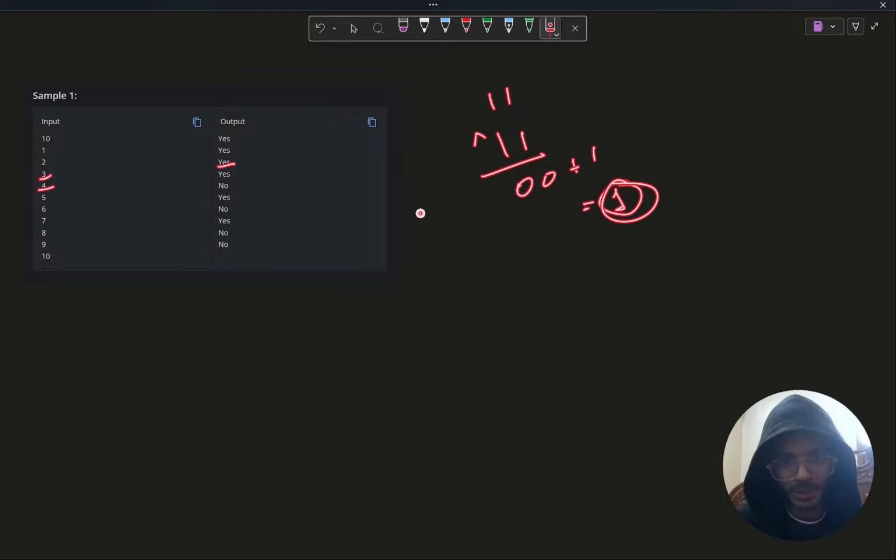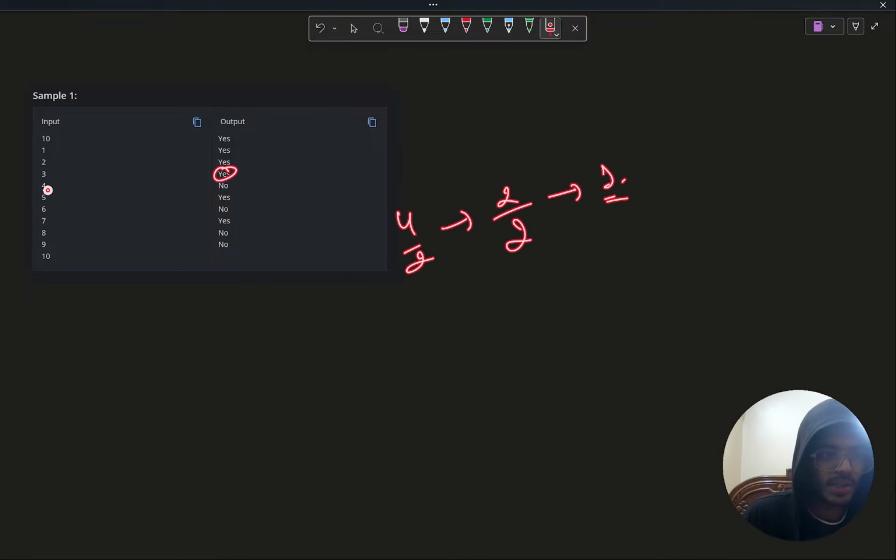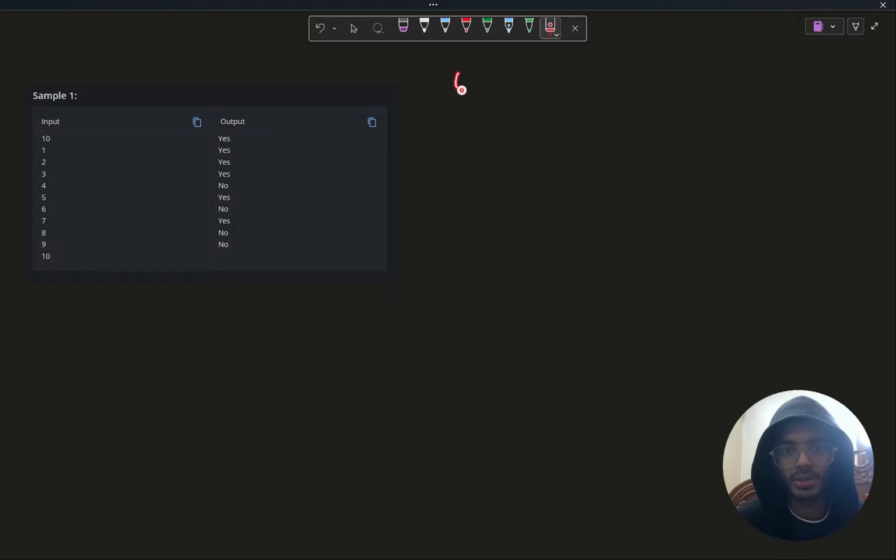For n equal to 4, we can do 4 by 2 and we'll get 2 and then again 2 by 2 and we'll get 1. Hence the answer is yes. For n equal to 5, it is not possible. For n equal to 6, we can first do 6 by 2 and we'll get 3. And then we can apply the operation that we did on 3 and we'll get 1. So the answer is yes. For 7, it is not possible. So the answer is no.